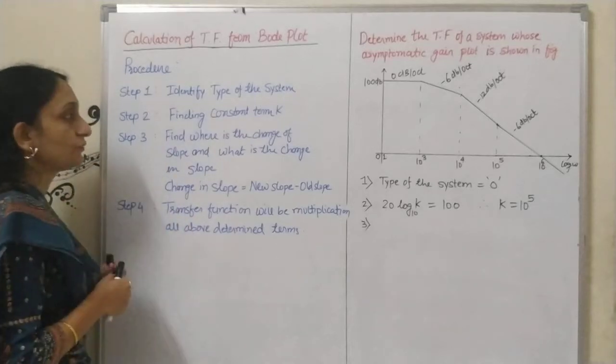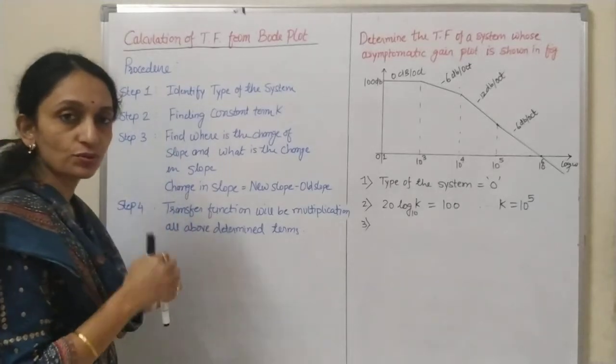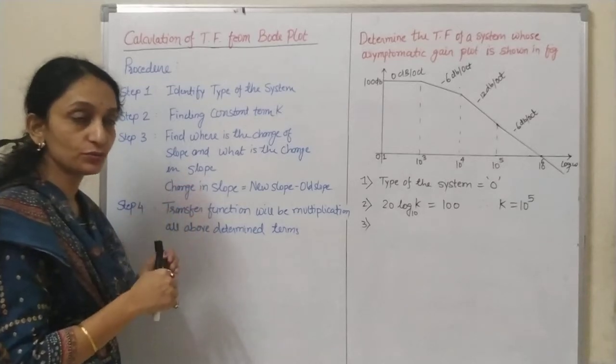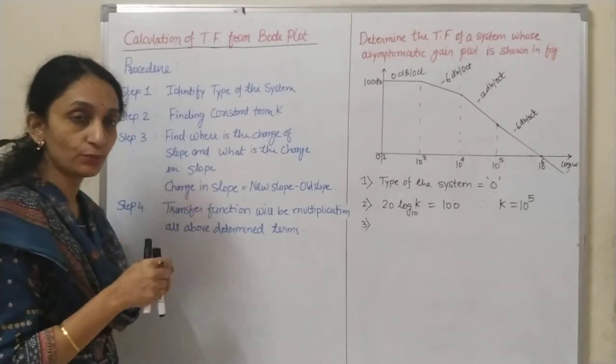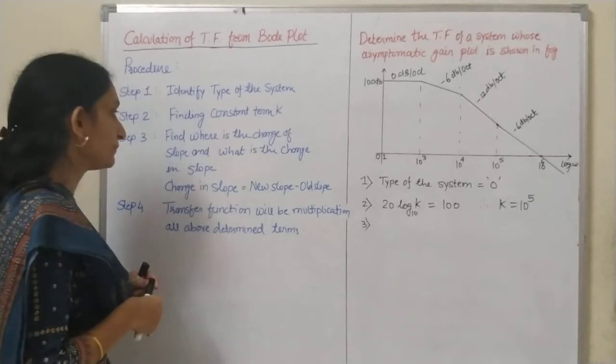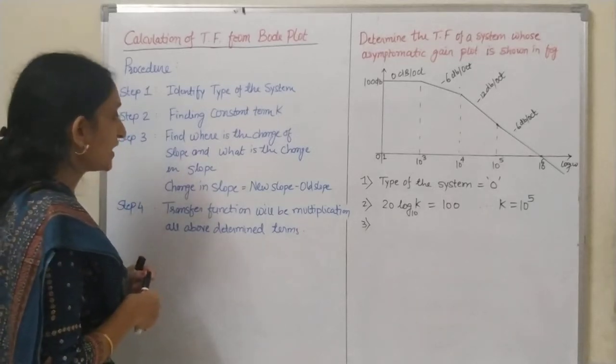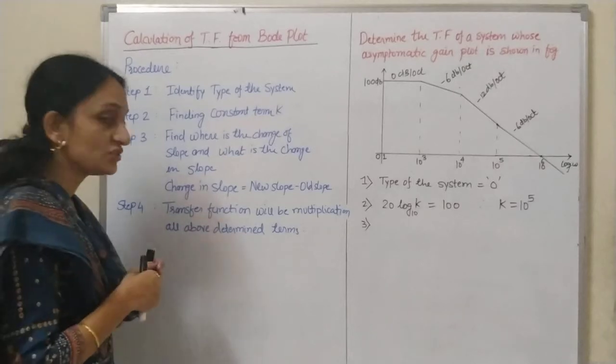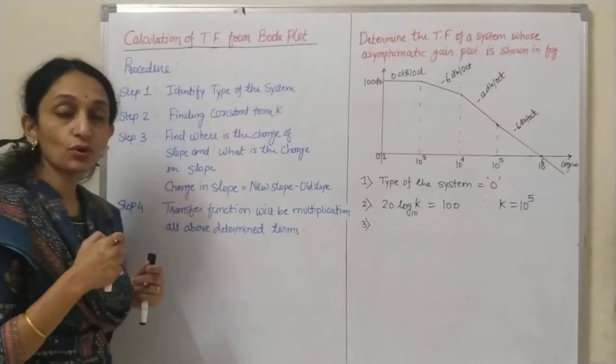Step number 2, finding the constant term k. The constant term k will help you find the starting point. Step number 3, find where the change in slope is and what the change in slope is. Where the change in slope is, means you will get the corner frequencies.